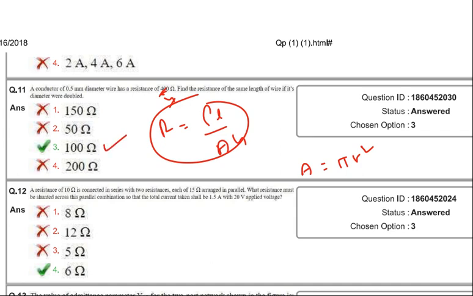Again I am repeating. Here the diameter was doubled. When the diameter is doubled, the radius also doubles, obviously. So when the radius doubles, the square of the radius becomes 4 times, so the resistance reduces to 1 by 4. Like that you can observe the remaining questions and understand roughly what kind of questions they are giving.